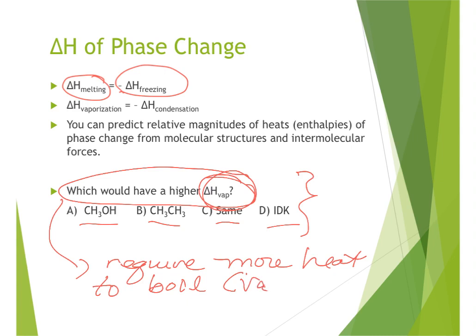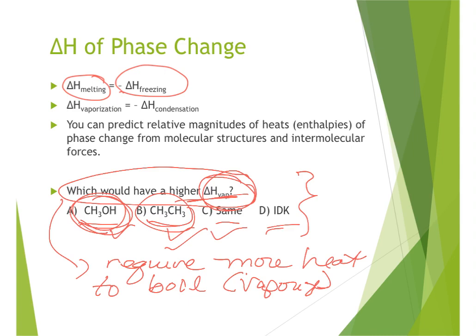So make sure that makes sense to you, okay? If something says what has a higher heat or enthalpy of vaporization, it's saying which would require more heat to boil it off or vaporize it. So look at these structures and turn off the video. And see whether you think this, called methanol, or ethane, would require more heat to vaporize.